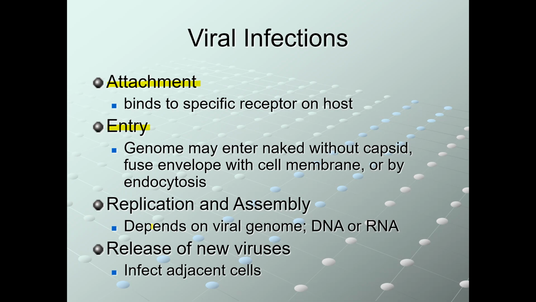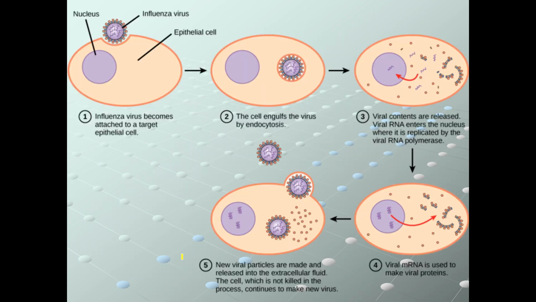Now, once the virus gets inside the cell, it's going to have to replicate the genetic material and then make the new proteins for the virus, and new viruses have to be assembled. And so that does depend on whether it's a DNA virus or an RNA virus. Remember that an RNA virus is going to require reverse transcriptase. And then once the new viruses are made, they're going to be released. A lot of times this is what can lead to the death of the cell, and then those viruses can go forward and infect other cells around them.